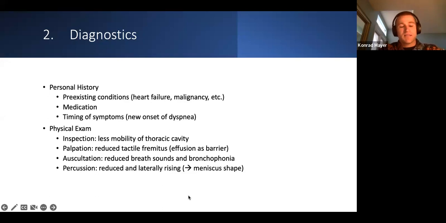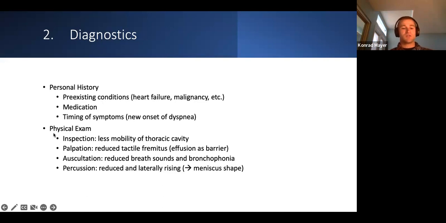So if somebody comes in, for example, a known heart failure patient, and they say, oh, I have a lot of dyspnea, then it's this increase in dyspnea within a very short period of time that should perk up your ears and make you think, oh, this might be more than just pulmonary edema. This might be a pleural effusion. So it's very important to take a good personal history and think about all these various factors that can create a pleural effusion or contribute to it.